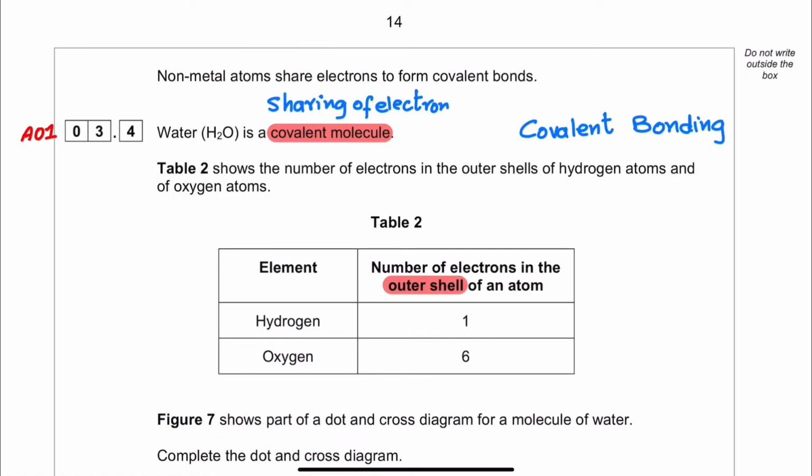Non-metal atoms share electrons to form covalent bonds. 3.4 is an AO1 question. Water is a covalent molecule and is formed as a result of sharing of the electrons between hydrogen and oxygen. This question is from the topic of covalent bonding. Table number 2 shows the number of electrons in the outer shells of hydrogen atoms and of oxygen atoms. We know that oxygen has 6 electrons and hydrogen has 1 electron in its outermost shell.